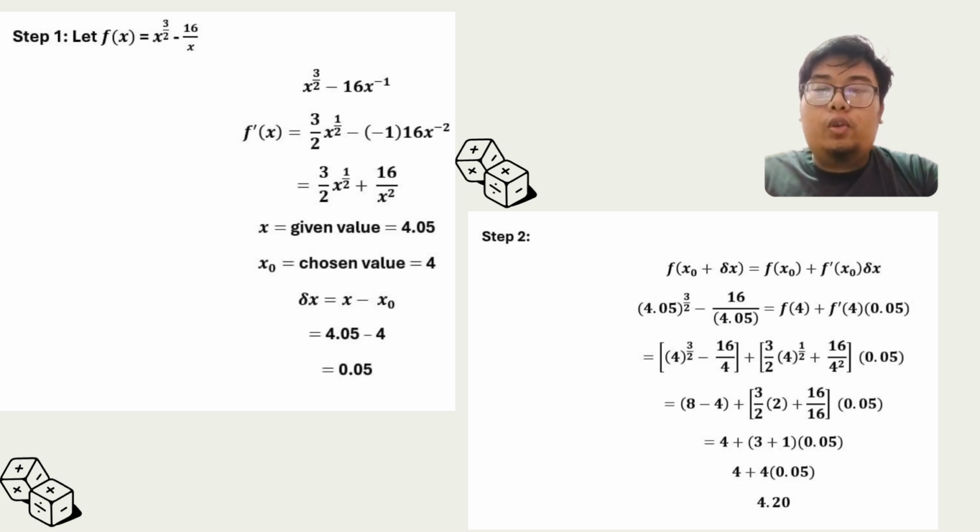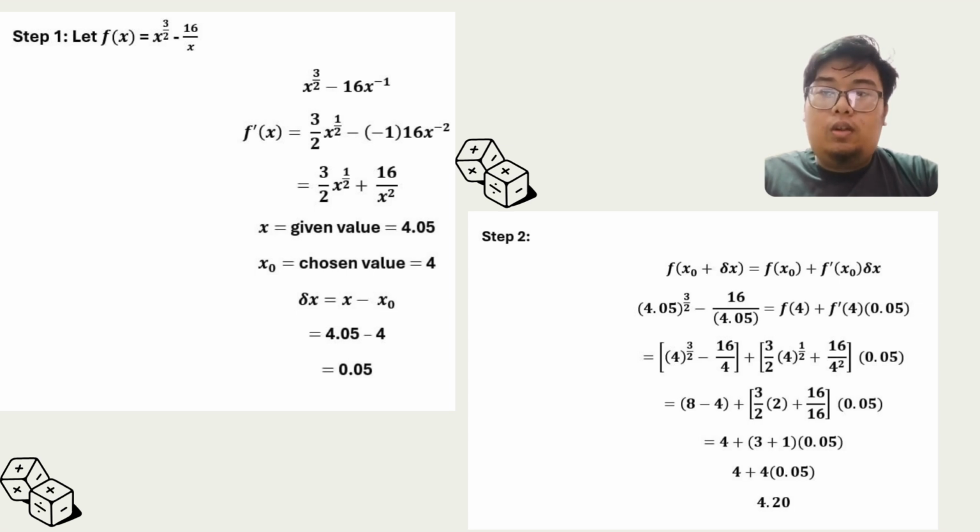Before we move on to our next step, we need to determine the dx or the delta x, which we could get by subtracting x with x naught, with x being the number that we replaced earlier and x naught being the number that we chose that is close to the number given. In this case, we'll choose 4. By subtracting x with x naught, we'll have our answer, which is 0.05.